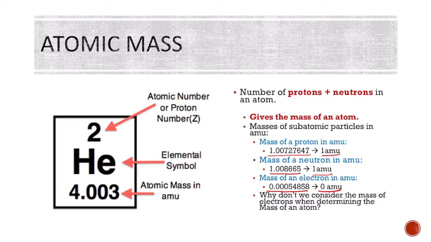So why don't we consider the mass of electrons when determining the mass of an atom? That's just because their mass is so tiny, it's pretty much negligible when we're talking about the masses of these atoms. And so we only add protons and neutrons to determine the atomic mass for an atom. And then the masses for the elements can be found on the periodic table, usually below the element symbol.